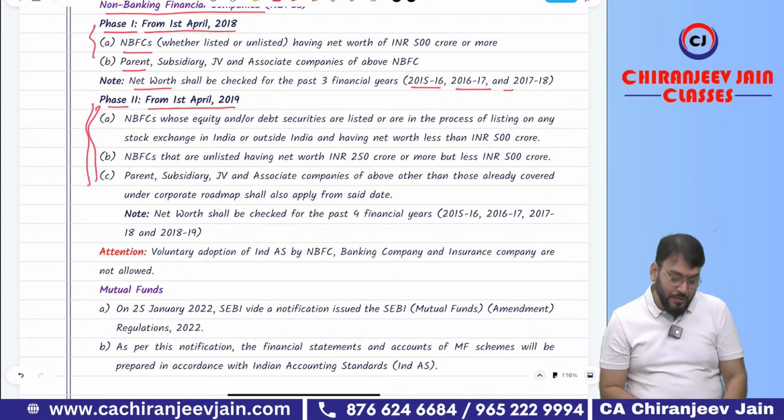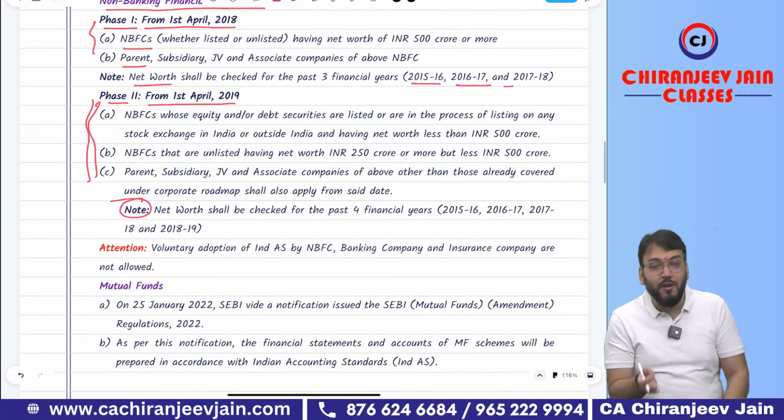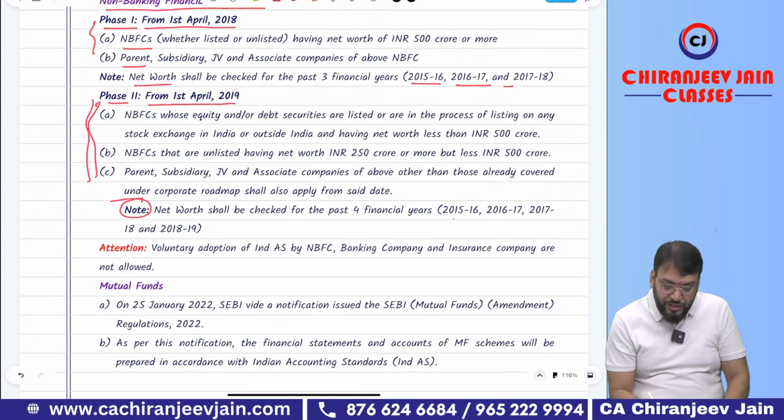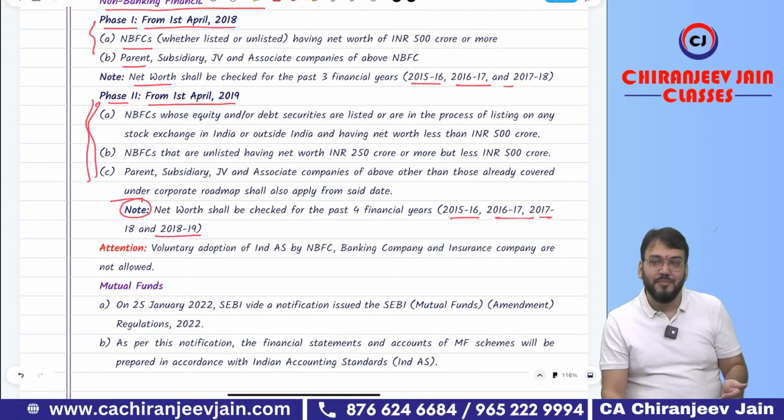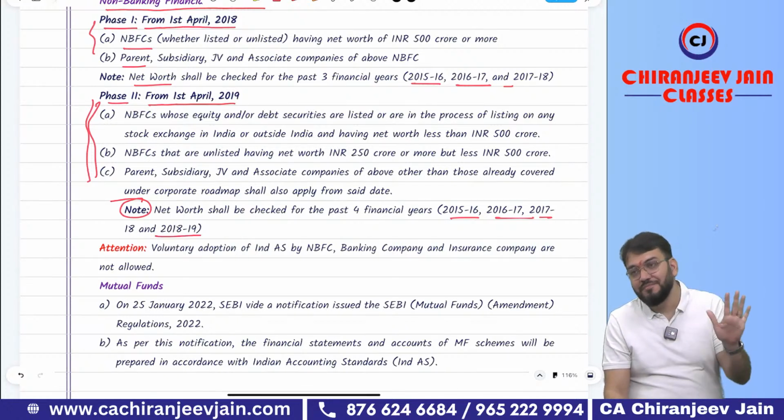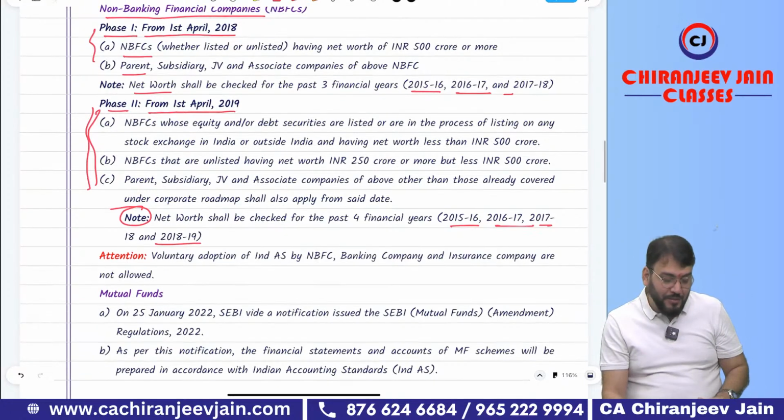You have understood. In this also, net worth will be checked for the previous 4 financial years. So starting from 15-16, 16-17, 17-18 and 18-19, if in any 1 year net worth meets the criteria, Ind AS will be applicable. Got this point?